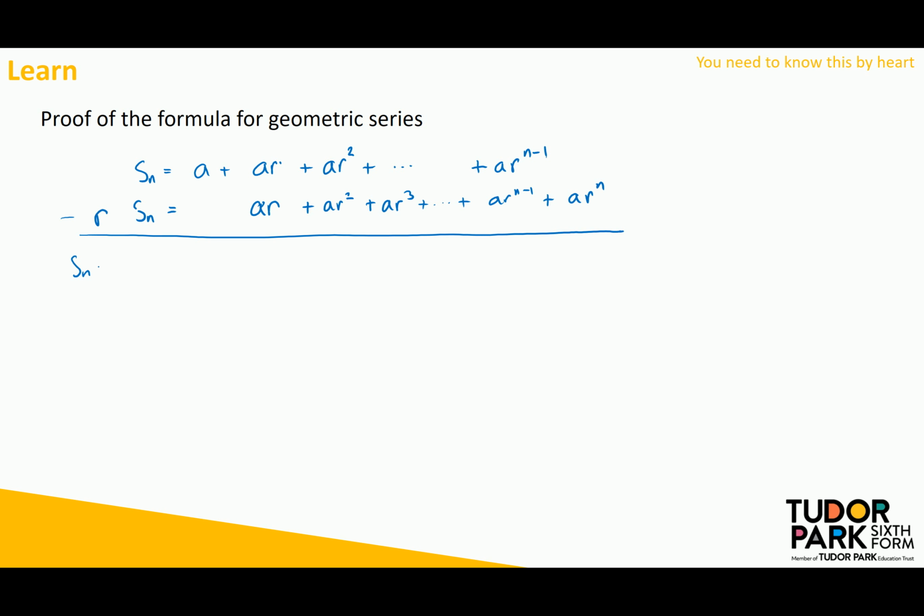So the sum to n minus r lots of that sum to n is, well, I've still got a, but I'm going to subtract the ars, the ar squareds, the ar cubeds, and so on all the way down, and the last thing that I'm left with that hasn't got a partner is ar to the n. Factorising the left hand side is Sn lots of 1 minus r. Factorising the right hand side is a lots of 1 minus r to the n. Now I can divide through to give me that the sum to n is going to be a lots of 1 minus r to the power of n all over 1 minus r.